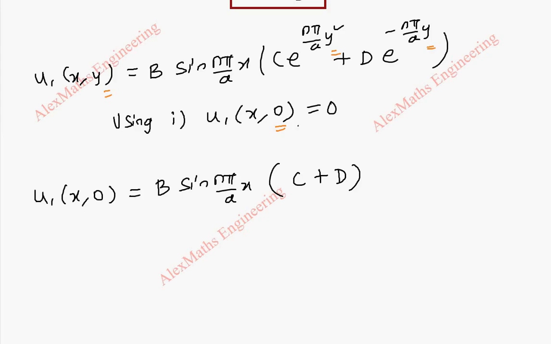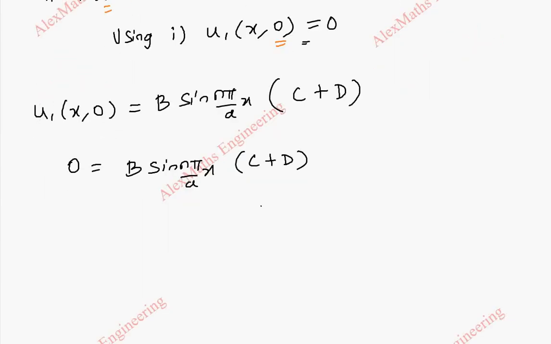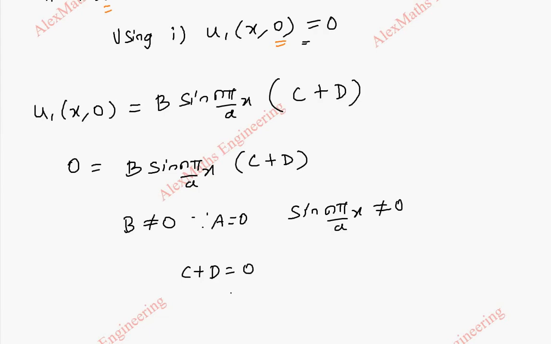So if I use it here, 0 equals b into sin(nπ/a)x into (c + d). Now from this we already discussed b cannot be 0 since a was 0, and sin(nπ/a)x cannot be 0 because it exists for all x. So c plus d must be 0.